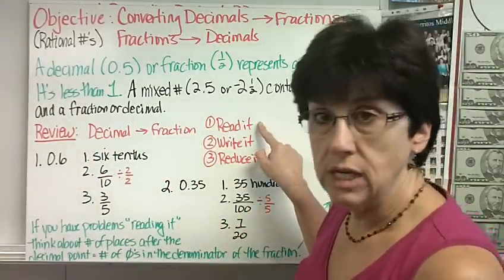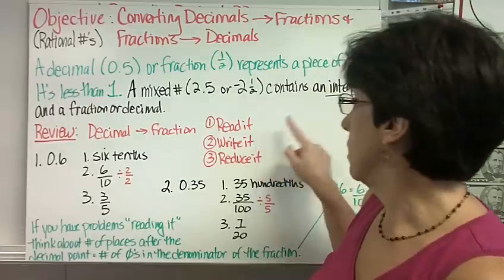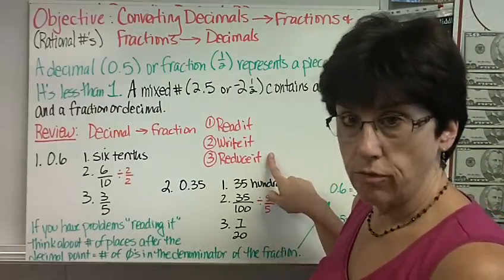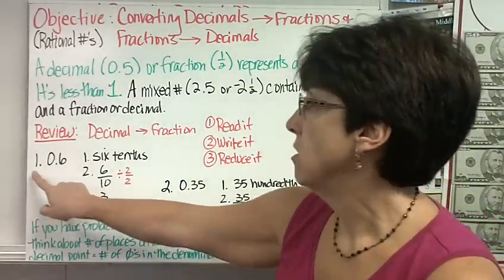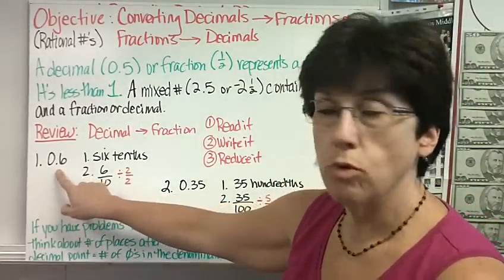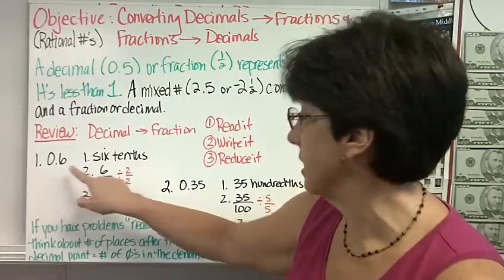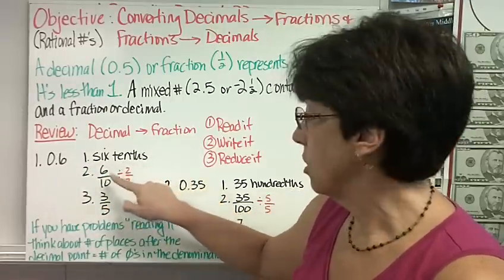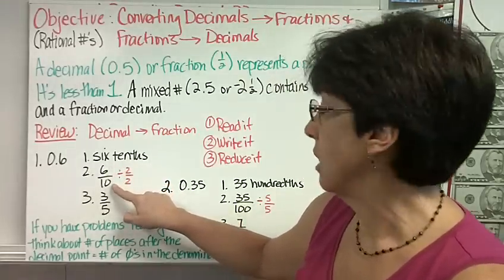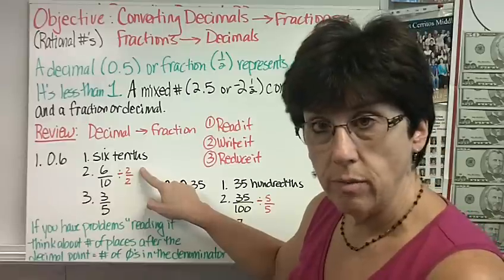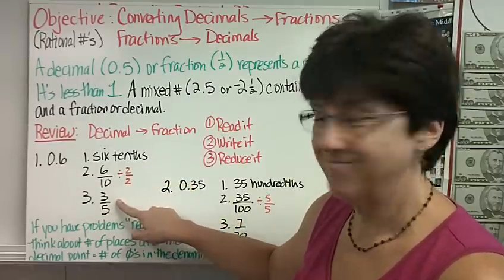Number 1, read it aloud. Number 2, write down what you said. Number 3, reduce the fraction. So read it, write it, reduce it. Number 1, it's 0.6, but how do we read that in decimals? 6/10. Wow, 6/10. Can you write that down as a fraction? 6/10? I bet you can. And can we reduce both numerator and denominator? Yes, by 2. And when we do that, we get 3/5.